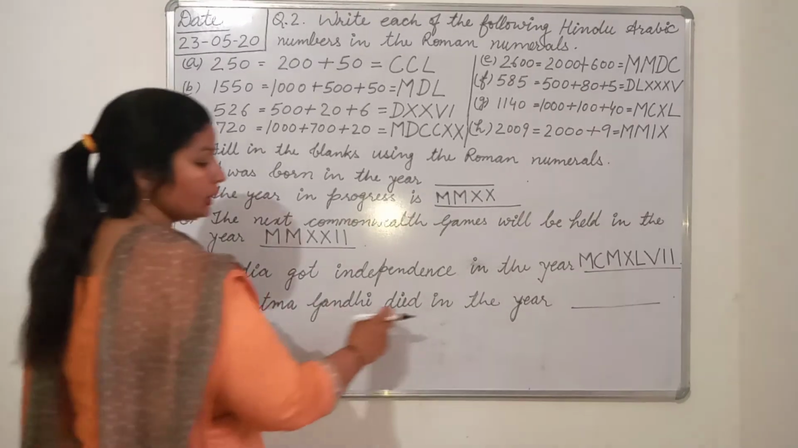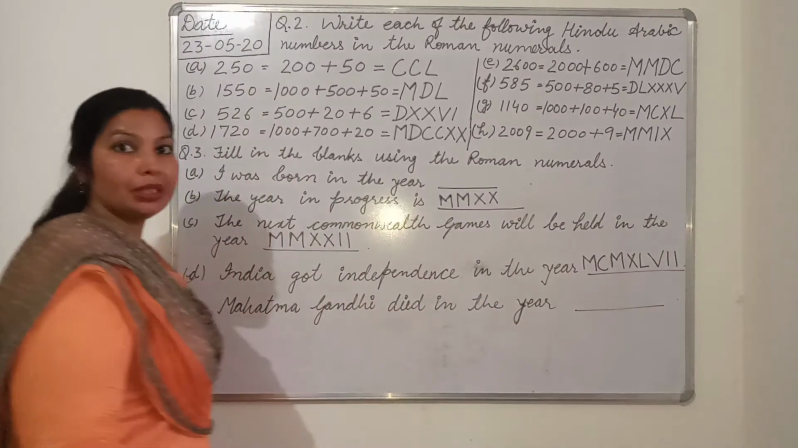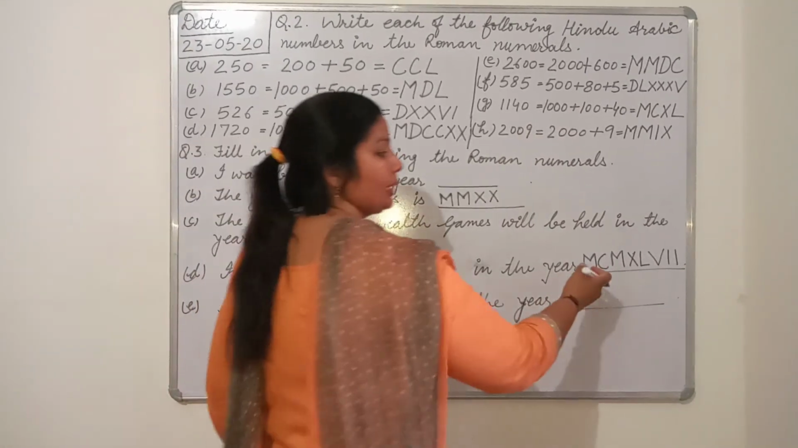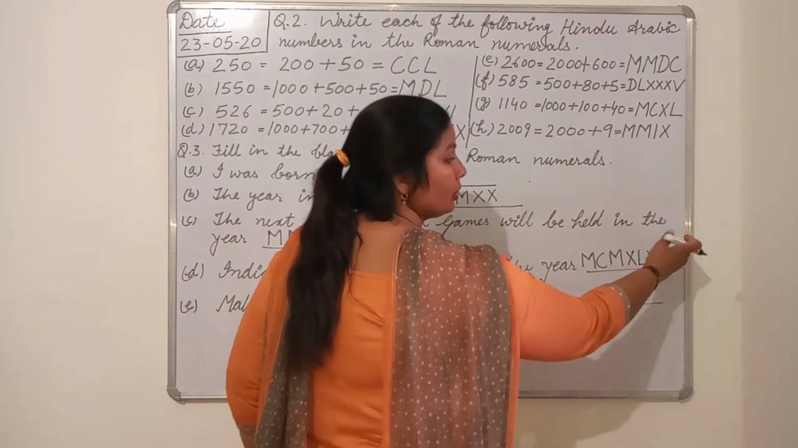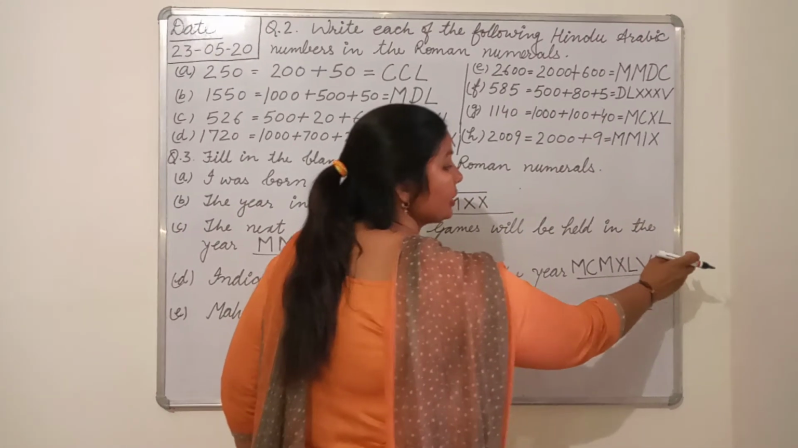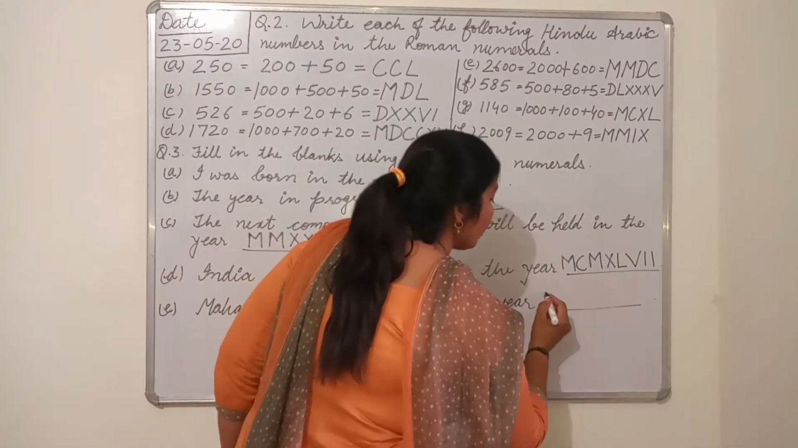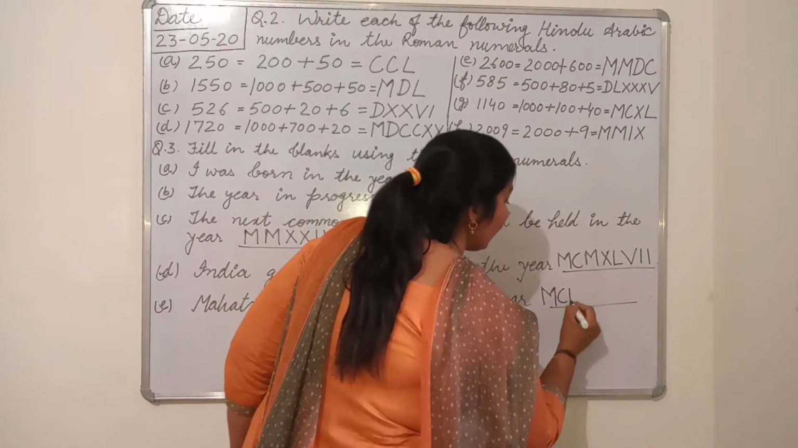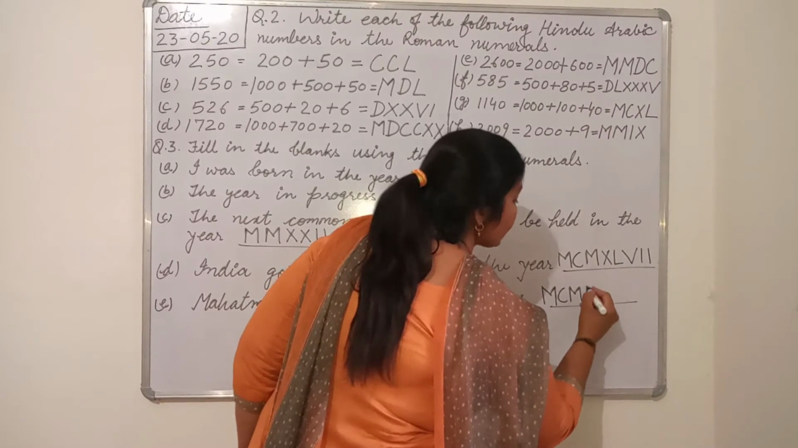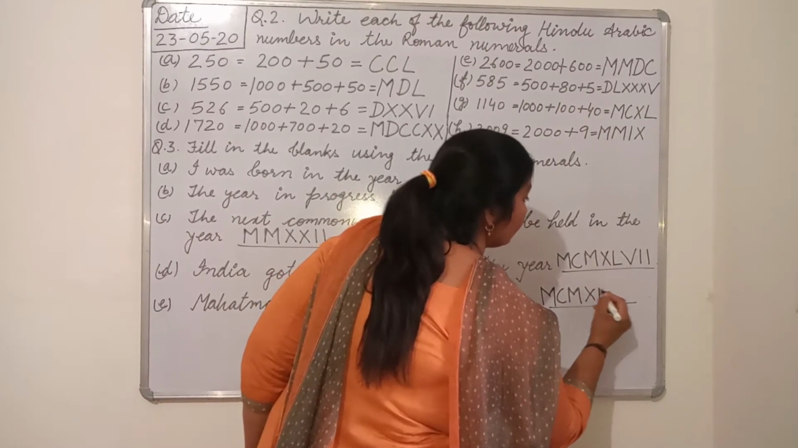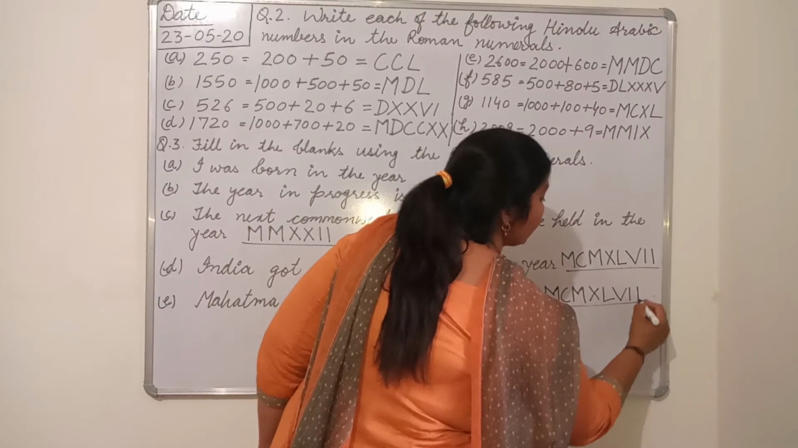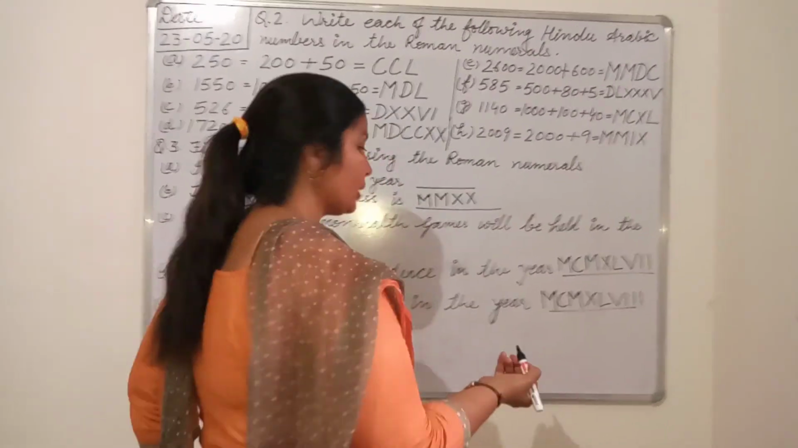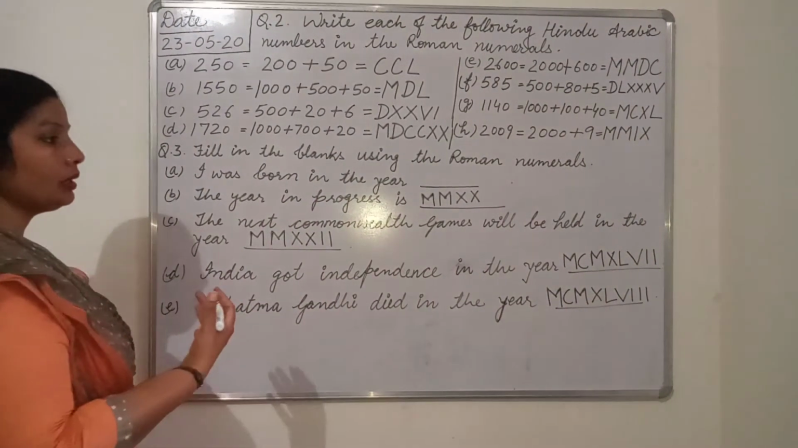Okay. Next, E part. Mahatma Gandhi died in which year? In 1948. So how do we write it? Same as that, there is 47. We have to increase one I here, so it becomes 48. So M, then CM, XL, V, I, I, I. 1948. Okay. So like this you have to do question number 3.